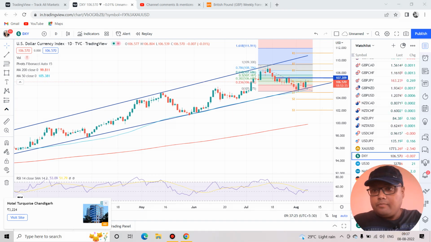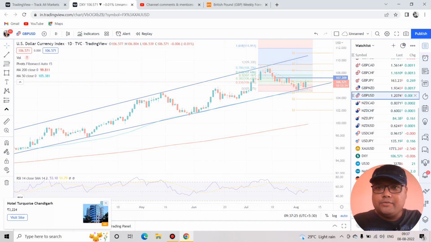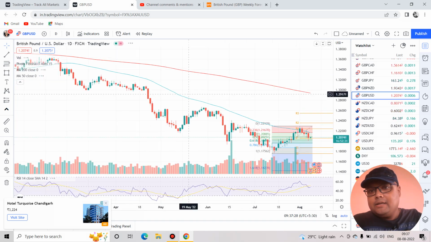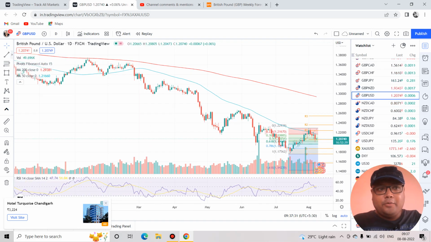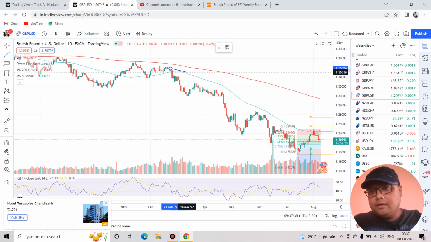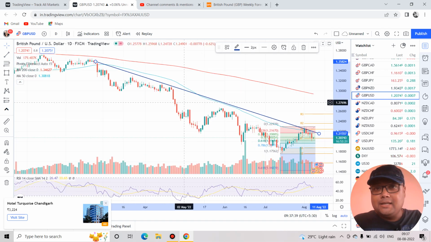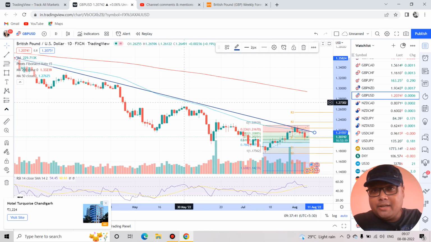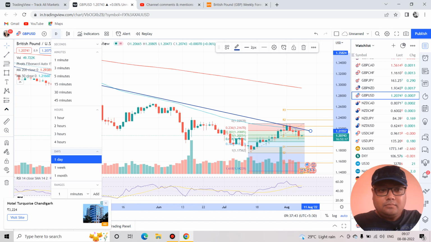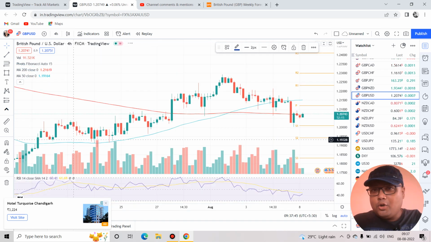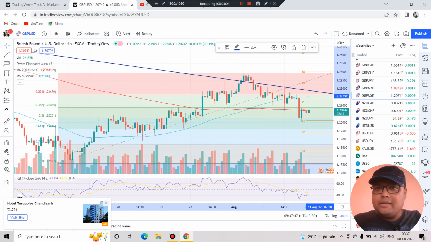Okay, and if we look at the chart of GBPUSD, then we can see just the opposite of the US dollar. Overall, the market is still trading in a kind of downward channel here. So the market is still under the dominance of sellers right now. And on the lower time frame, we are facing the problem of uncertainty on the chart.